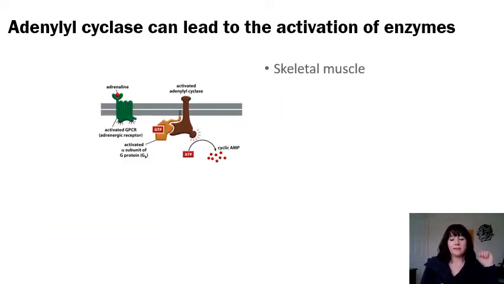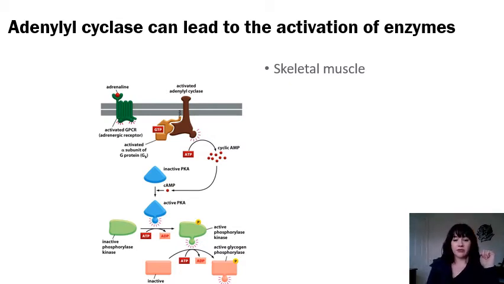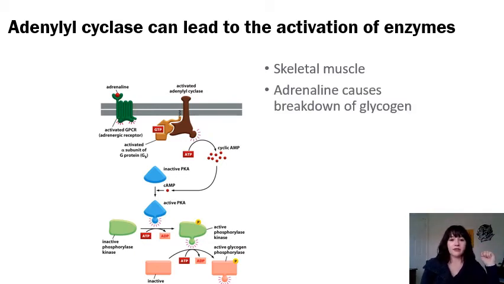So again, PKA can do two things. It can activate enzymes. So in the example of skeletal muscle, PKA will act on an enzyme called phosphorylase kinase. Right? So PKA is phosphorylating this enzyme and activating it. Active phosphorylase kinase acts on an enzyme called glycogen phosphorylase. You've heard of glycogen before, right? So it's activating enzymes that are important for metabolism in skeletal muscle.